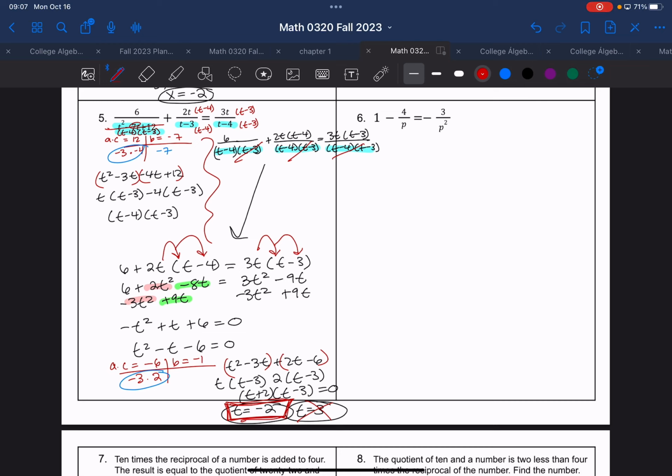So this one had a lot of different steps. We had to factor twice. And then once we got our two answers, we had to plug both in to make sure we wouldn't get a 0, so that we were left with t equals -2 as our only answer. Any questions on 5?